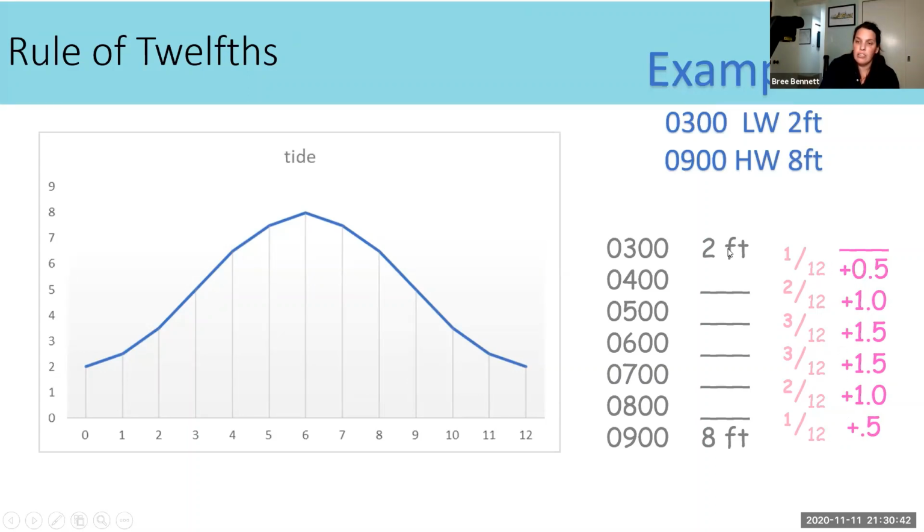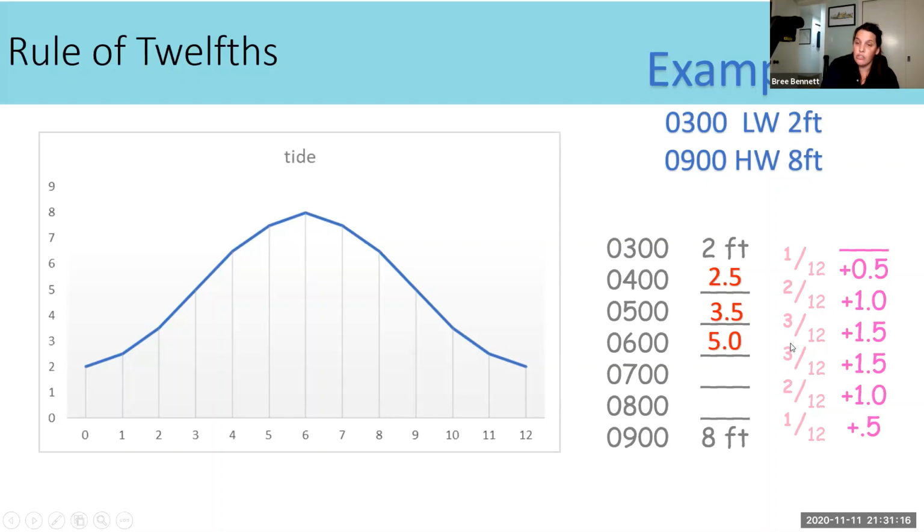So from 2 feet, it's going to change 1/12, which is 0.5. So at 4 o'clock, it's going to be 2.5. Then I'm going to change by 2/12, so I'm going to add 1 foot, and I get 3.5. Then from my 5 o'clock to my 6 o'clock, it's going to change by 3/12. That's 1.5. So I'll add 1.5 and I get my 5.